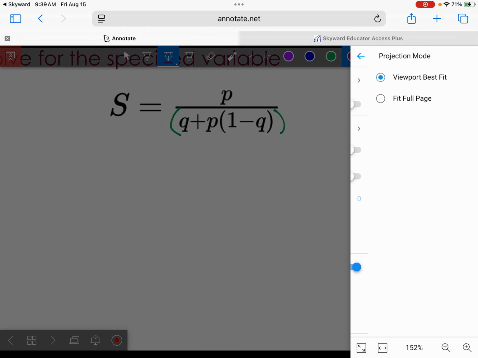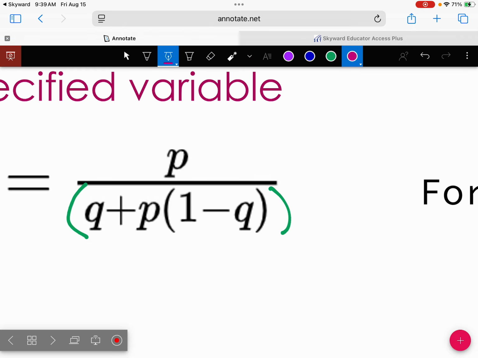I'm just blocking that on the full page. There we go. So I'm going to multiply this side by our q plus p times.